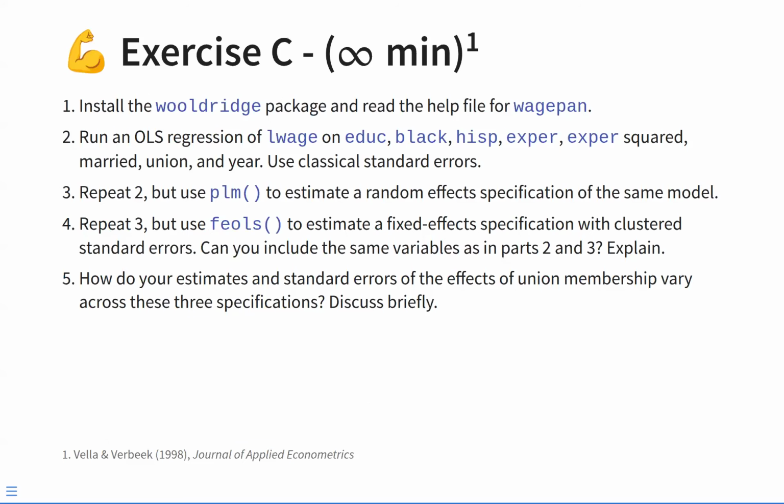All right, and we will end with a little exercise for you to play around with, where I would like you to download a wage panel dataset from the Wooldridge package, run a few regressions, try random effects, try fixed effects, and try to see if the results vary. In my little simulation, they didn't, but in this one, maybe they will. This example is based on a paper from Vella and Verbeek in 1998 that you can take a look at if you want. And you can also take a look at how your results of the effect of union membership vary across these 3 different specifications.